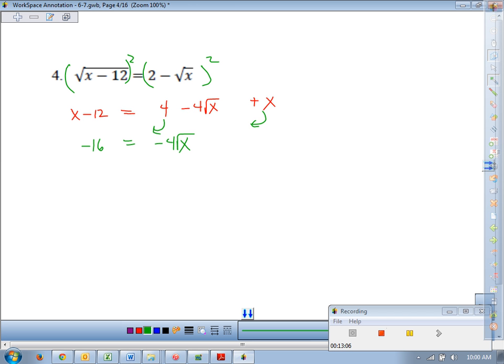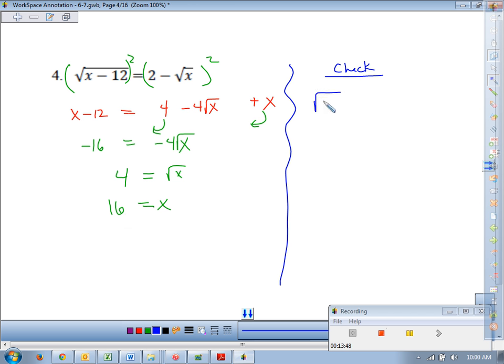right? Yes? Now get the radical all by himself. So then the radical's all by himself, so we'll get rid of the radical by squaring, right? So 16 equals x, correct? Checking. Since there's only one thing, you don't necessarily have to put the x equals 16. It's the only thing we're checking.